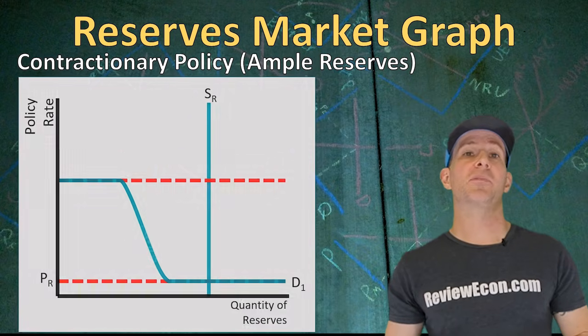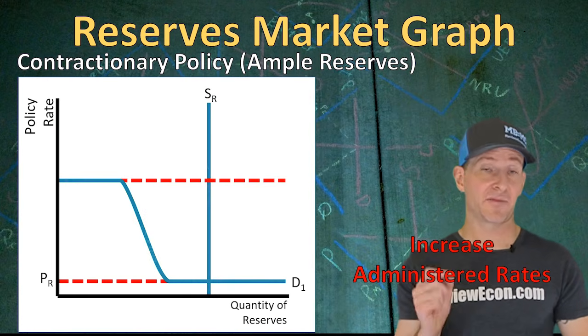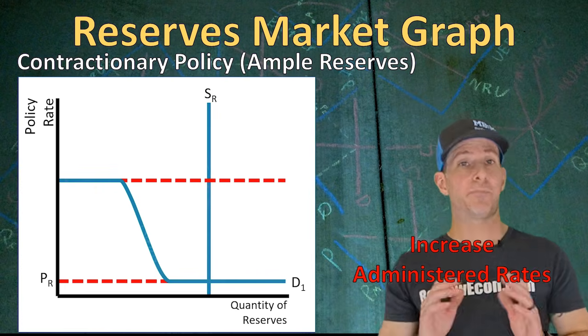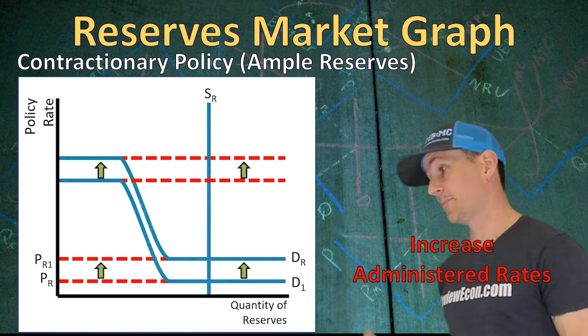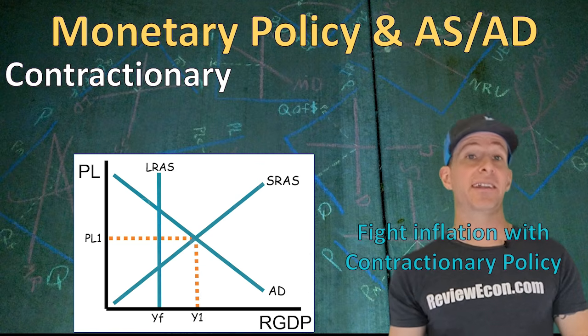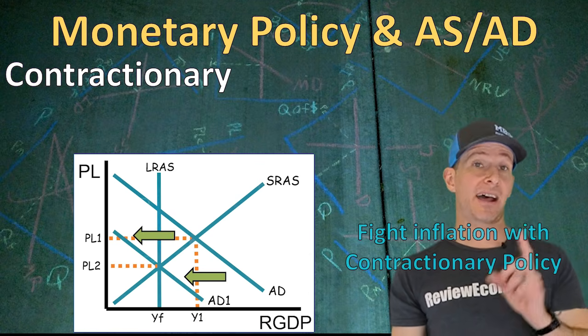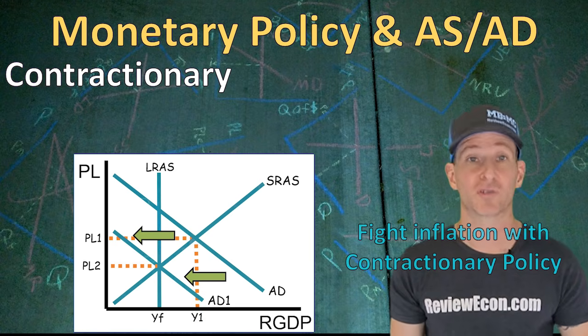A central bank with ample reserves can also increase administered rates. That's an increase in both the discount rate and the interest on reserves rate. Both of those are still going to shift the policy rate upward. And contractionary monetary policy is used to fight inflation. It shifts the aggregate demand curve to the left because higher interest rates mean less gross investment.